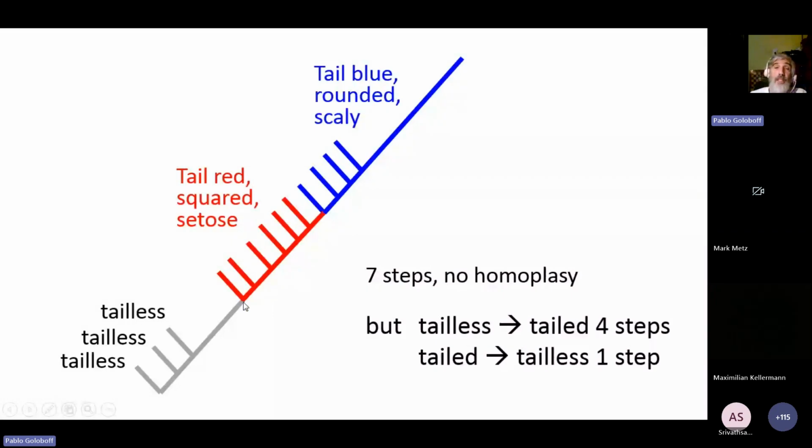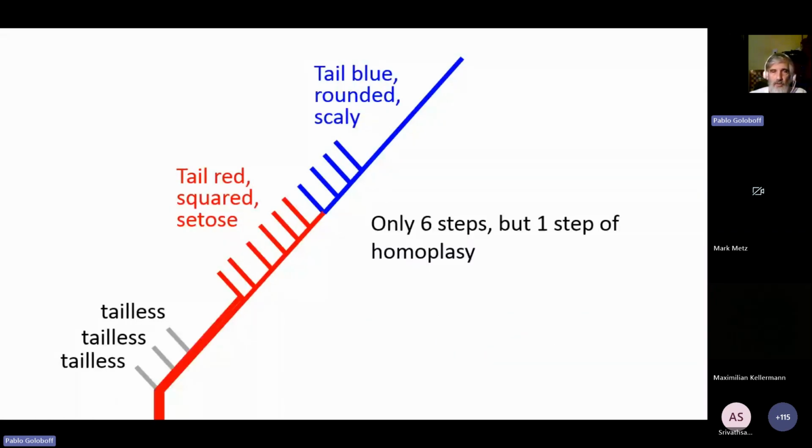So if you optimize that Sankoff character on this tree freely, you are going to prefer this reconstruction because the tail starts as present and red and squared and with toes, and then it gets lost 3 times. So this would be 3 steps for 3 losses of tails, plus the 3 steps in here, it's only 6 steps instead of the 7 that we have for the actual no homoplasy.